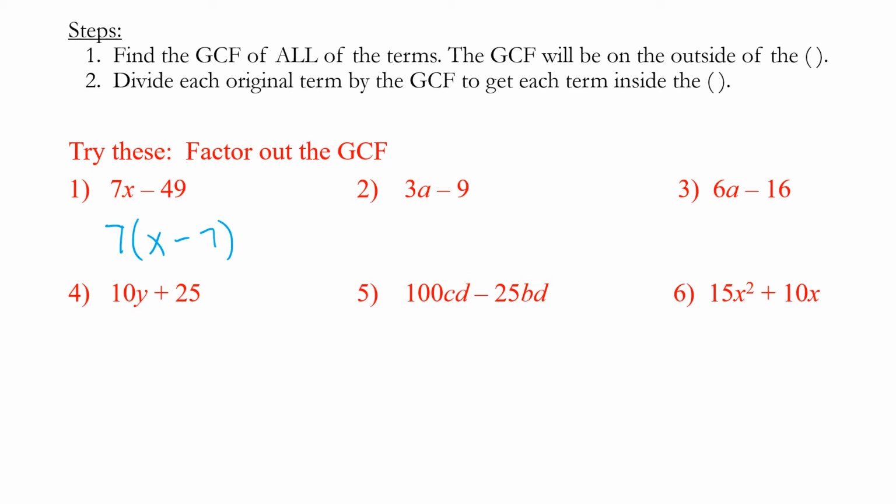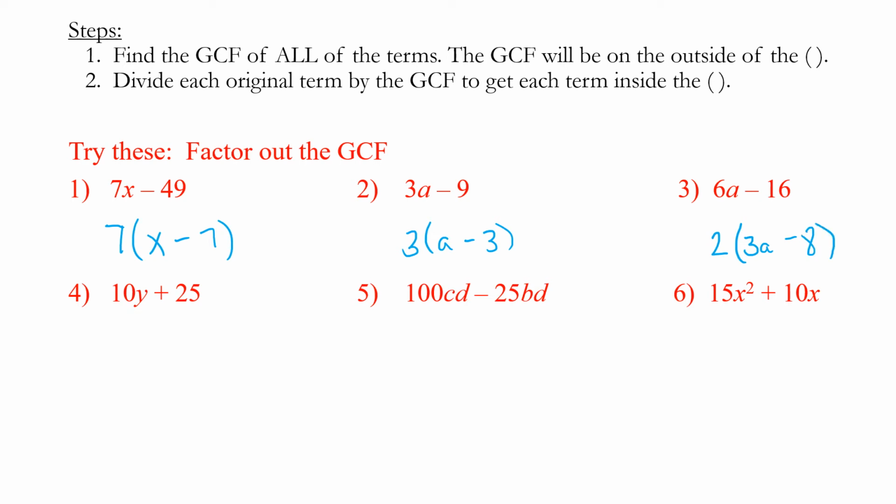Similarly, we're doing this one, 3a minus 9. 3 is the greatest common factor. 3a divided by 3 is just a, and minus 9 divided by 3 is 3. Here we have 6a minus 16. They don't both divide by 6, but they both do divide by 2. So the greatest common factor is 2, so 2, and then 6a divided by 2 is 3a, minus 16 divided by 2 is 8.